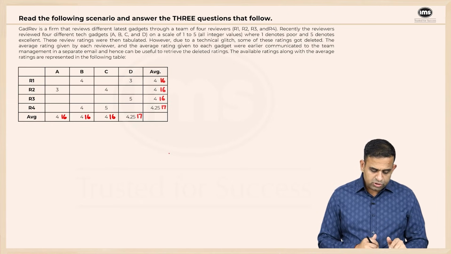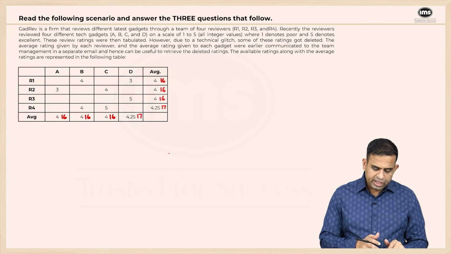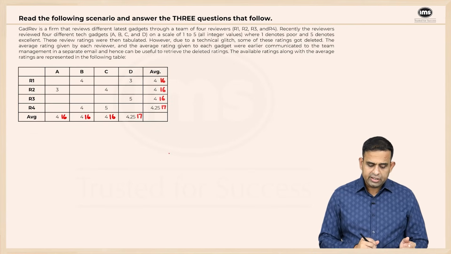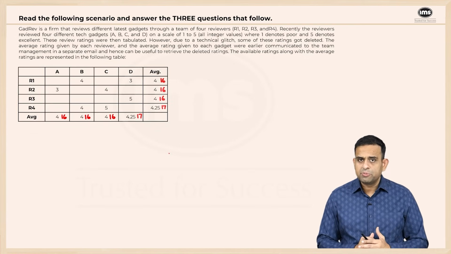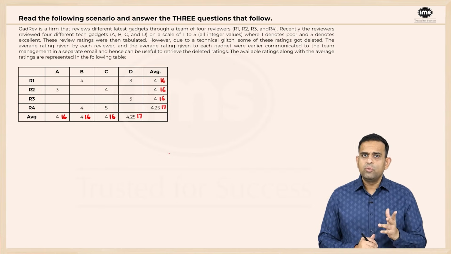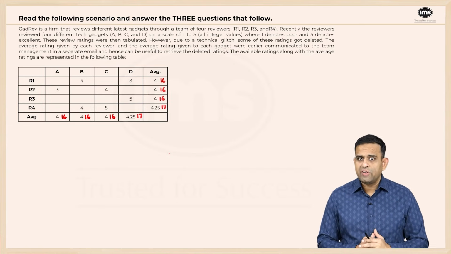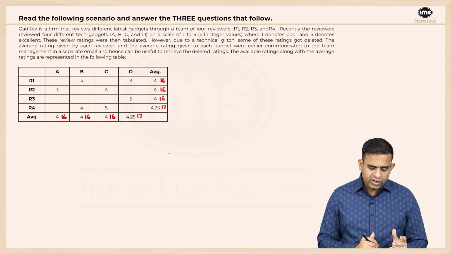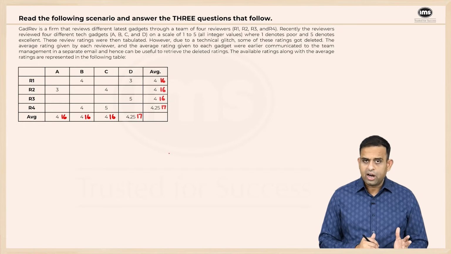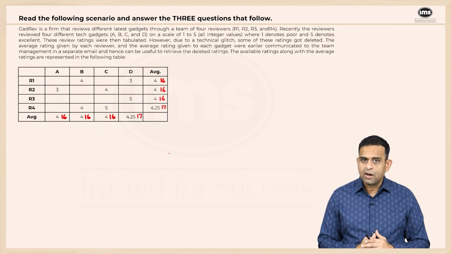Then if I look at R2 as well, 3 plus 4 becomes 7 and the total is going to be equal to 16. That means the sum of the ratings given by R2 to gadget B and gadget D must be equal to 9, which will again be 5, 4 or 4, 5 in some order. So we are going to have a number of possibilities for R1 and R2, and accordingly we can start our problem.